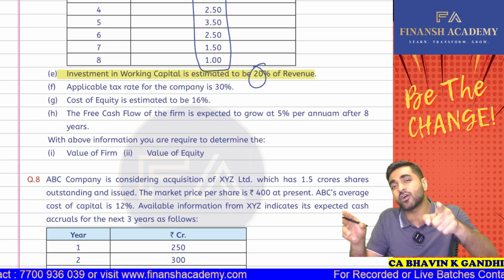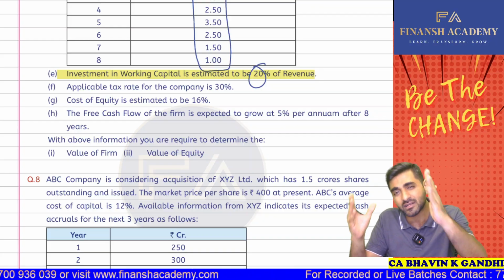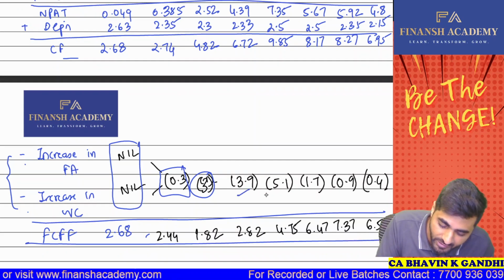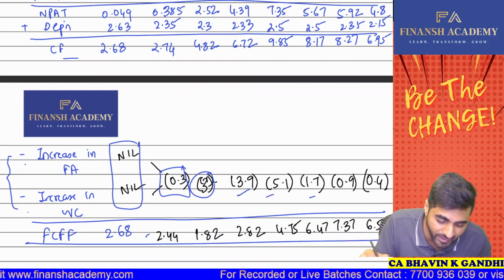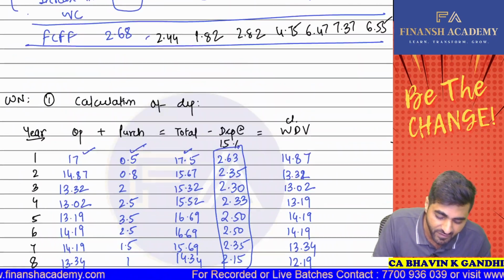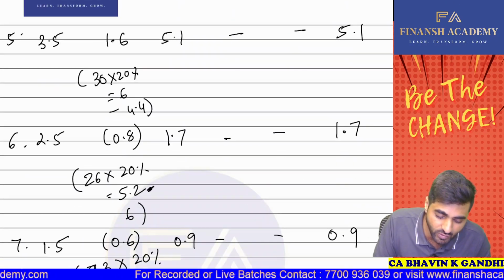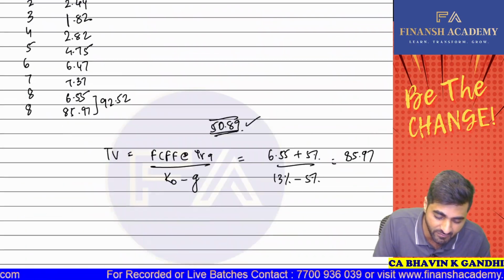So the difference is only your incremental working capital. For working capital, just keep in mind that we need to increase the working capital accordingly. So this will eventually give you your final FCFF. And once we get the FCFF, we now have to discount it and bring it to present value terms.